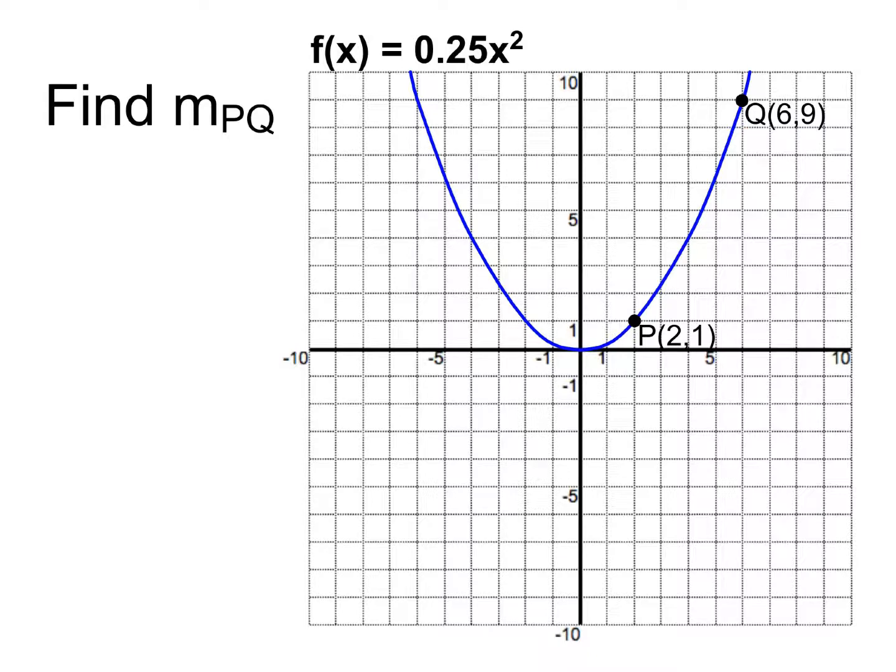But it could also be worth writing out where p and q are on your paper, especially if you don't have this graph drawn already. You just note that p is at 2, 1, and q is at 6, 9. And so now we know which 2 points we're going between. We can now go ahead and find the slope between those 2 points.